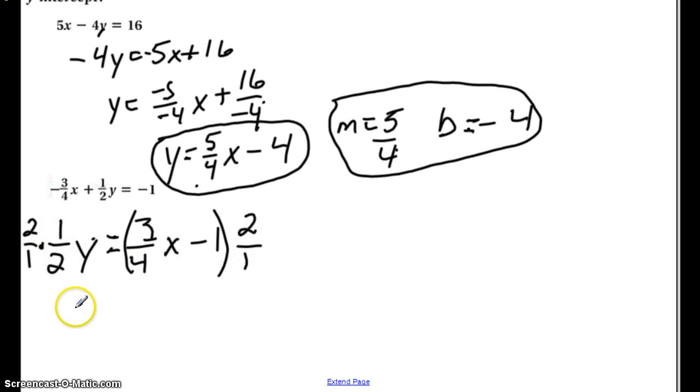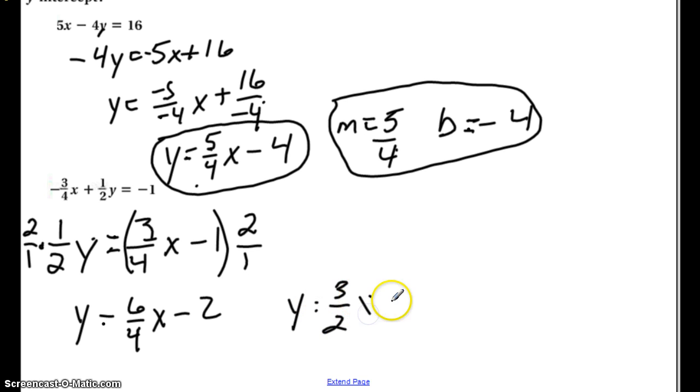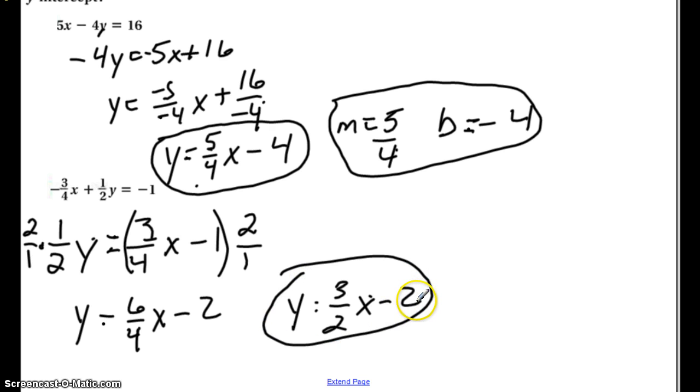This is going to neutralize to 1y, and then we're going to have 2 times 3/4. In other words, 2 times 3 is 6/4. And 2 times negative 1. And simplify this. Cut those in half. 3/2 minus 2. Y-intercept is negative 2. Slope is 3/2.